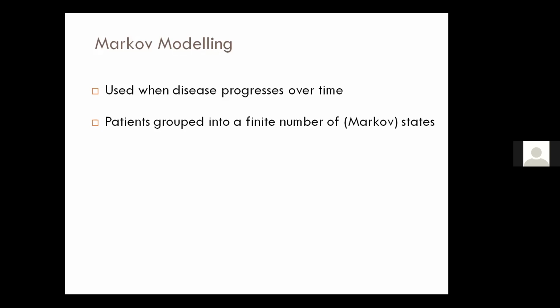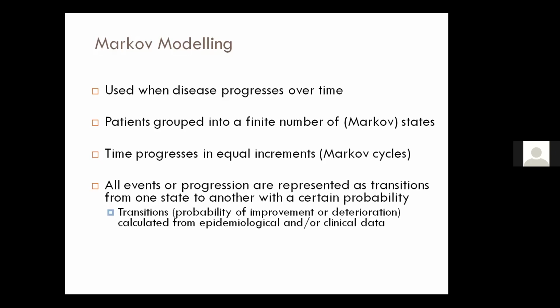But Markov usually is implemented in disease management, where patients are grouped into a finite number of states. They are in good state, they're in worse state, that kind of thing. I will show that. And time progresses in equal increments. Every 3 months the status changes, or every 6 months. And this progression from one state to another state is called transitions, and there is a probability on that.